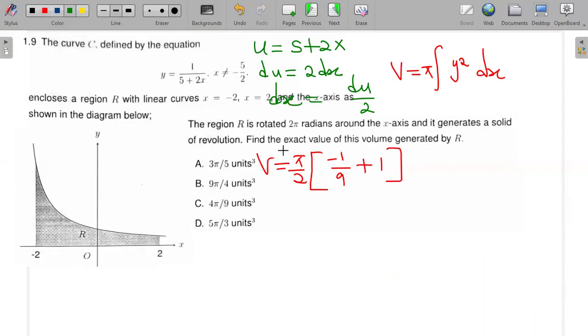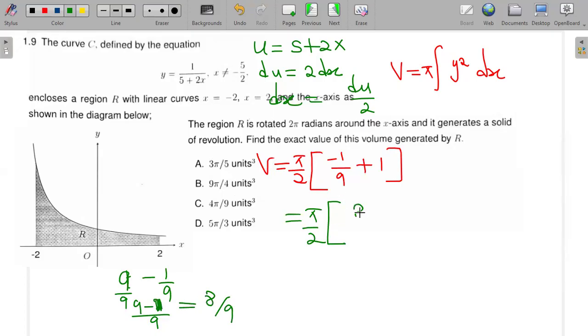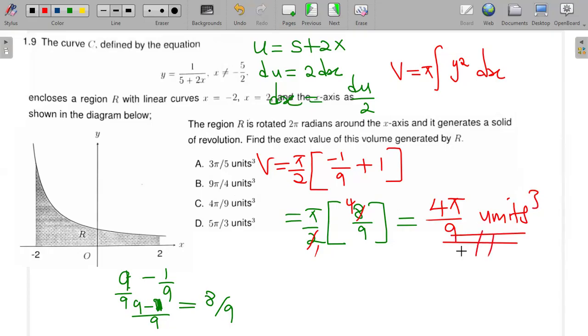So this is equal to pi over 2, and then what we have inside there is just 1 minus 1 over 9. So this is the same as 9 over 9. So it will be 9 minus 1. So this will be 8 over 9. So I'll write 8 here over 9. And this will be equal to, I cancel the 2 there, 1, cancel the 2 there, 4. So it will be 4 pi over 9 units cubed, or cubed units. So we look at the answers, we see that the answer is just C there.